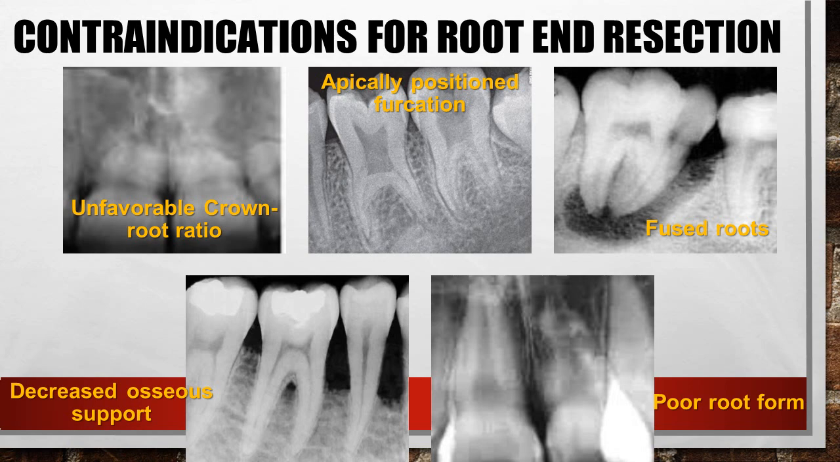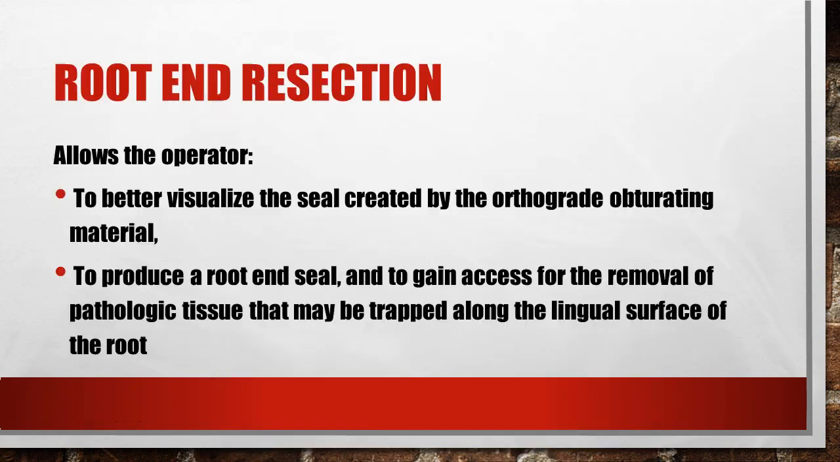And the last, you can see the root form is quite poor. You are not able to appreciate where the root is ending and what the structure of the root is, whether resorption has taken place or not. So in such cases, root surgery can be contraindicated. Now coming to the root end resection, why do we do it?